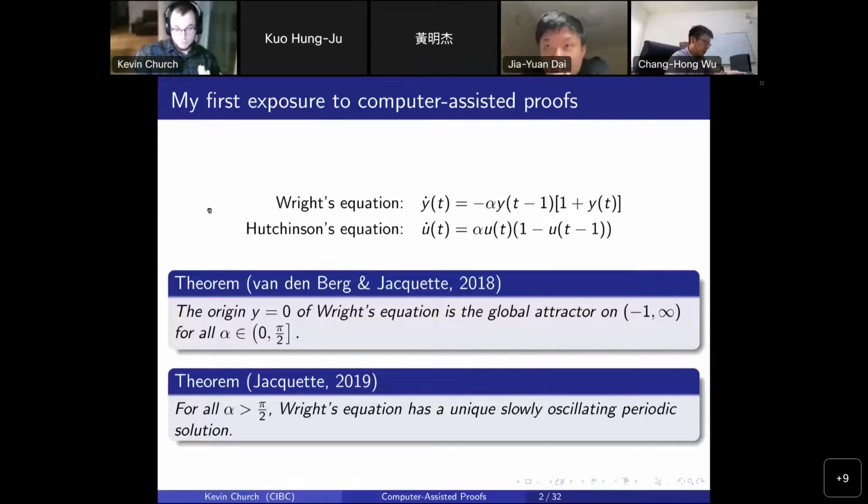Slightly more impressive in some ways, proven in 2019 by one of the same authors, Jonathan Jaquette, who I believe is currently at Boston University, I think, is the following: if alpha is bigger than pi over 2, then Wright's equation has what is called a unique slowly oscillating periodic solution. Exactly one periodic solution of this very specific type. This was once again proven in 2019, and the proof is computer-assisted once again.